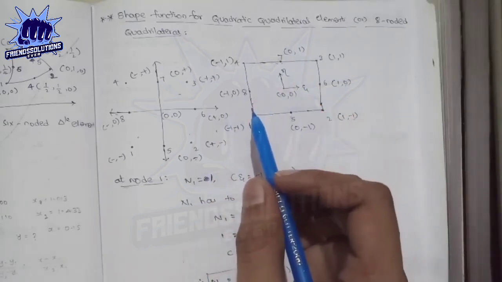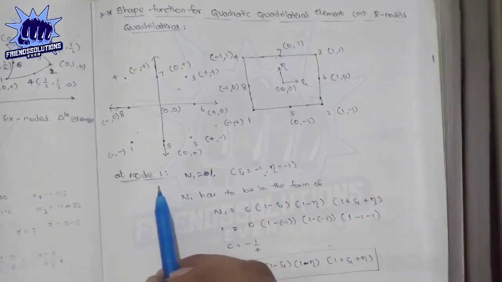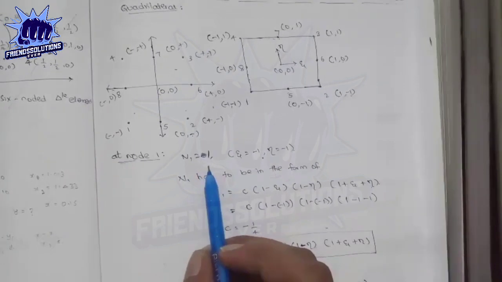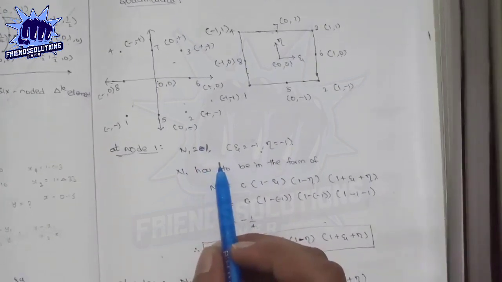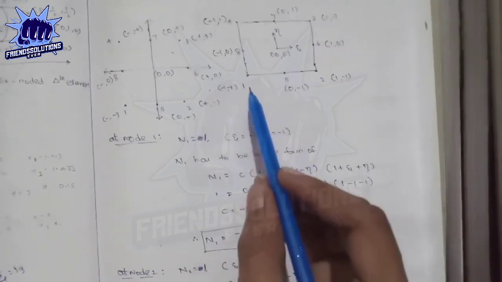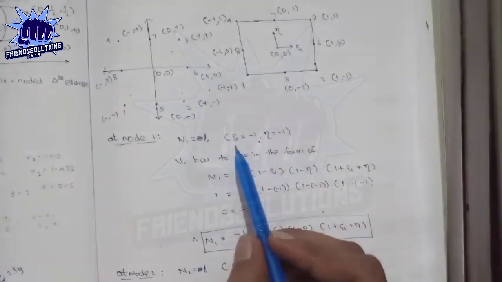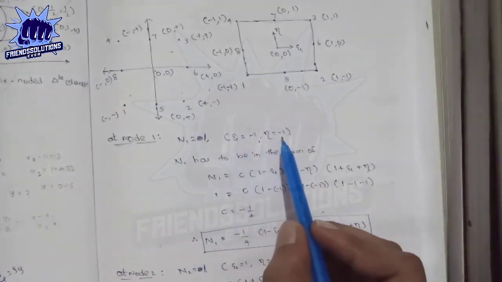Now come to the derivation. Consider node 1. At node 1 the shape function N1 is equal to 1 and the remaining shape functions N2, N3 and so on are 0. We know that. And at node 1 the coordinates are -1 comma -1, so xi equals -1 and eta equals -1.